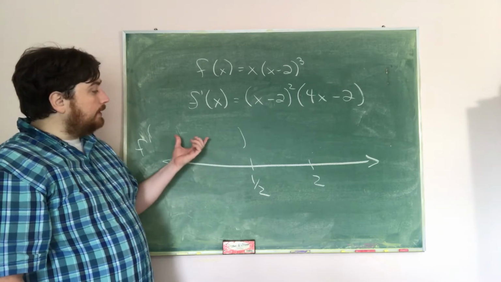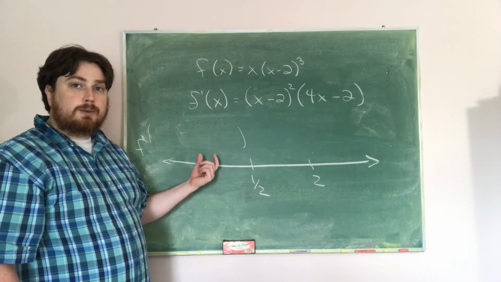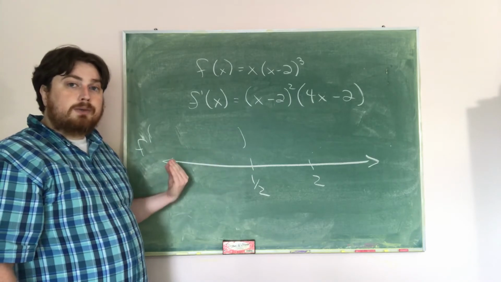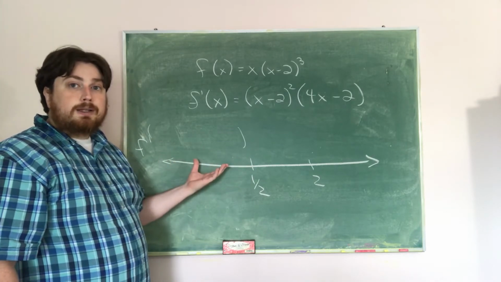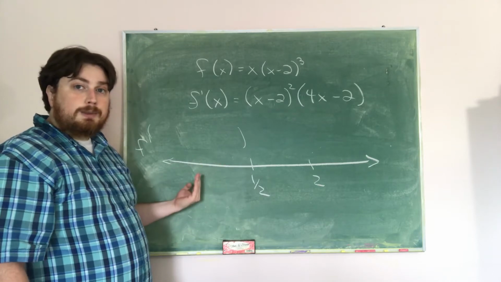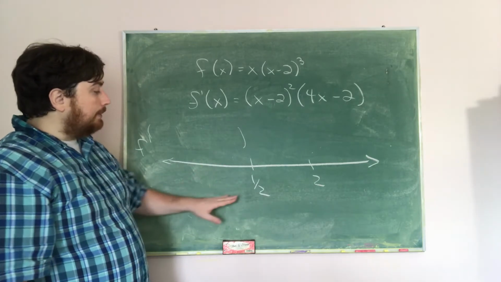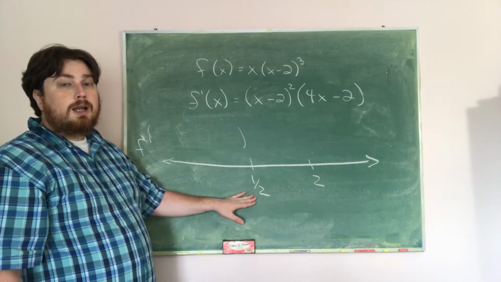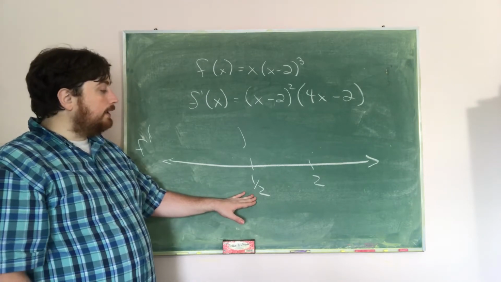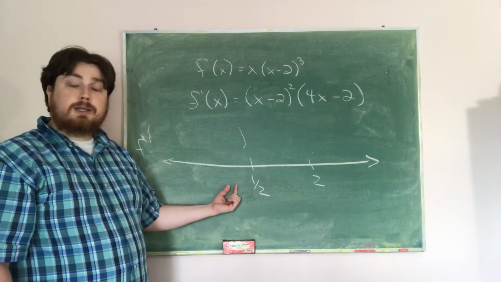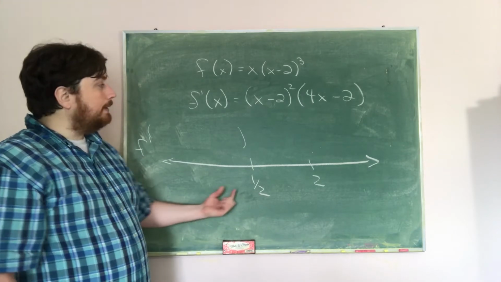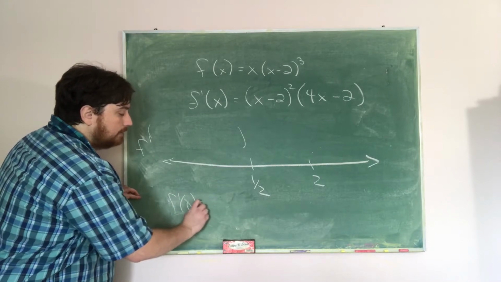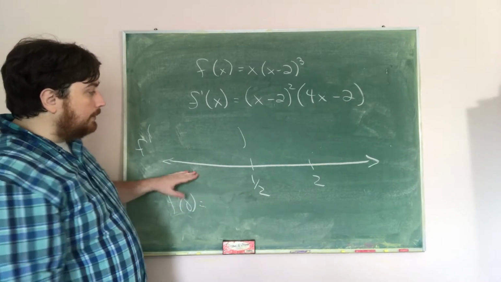So that means that if I check any point in here and find that the derivative is, say, positive, then the derivative has to be positive everywhere in there. If I find that the derivative is negative, then it has to be negative everywhere in there. So what I'm going to do is pick a value less than 1/2. I want to pick something easy to calculate. Something that might be easy to calculate is 0. And so what I'm going to find is f prime of 0, because 0 is less than 1/2, it's in this interval.